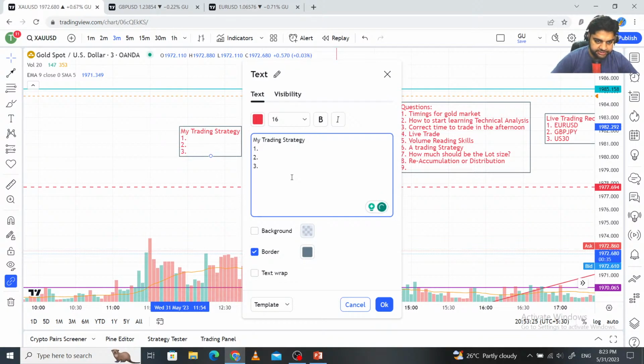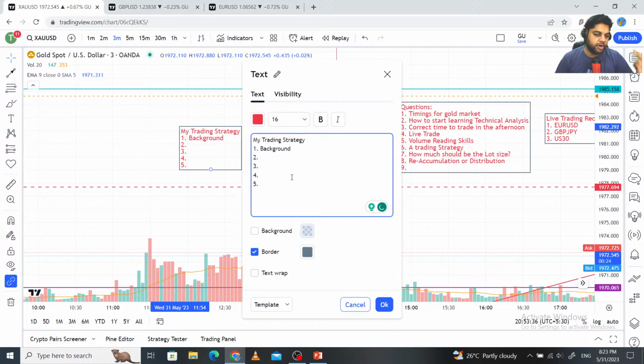First is check the background. If the background is strong, then you will think about buying. If the background is weak, then you will think about selling. Then check if the market is on support or on resistance. If the market is on support, then you will think about buying. If the market is on the resistance, then you will think about selling.